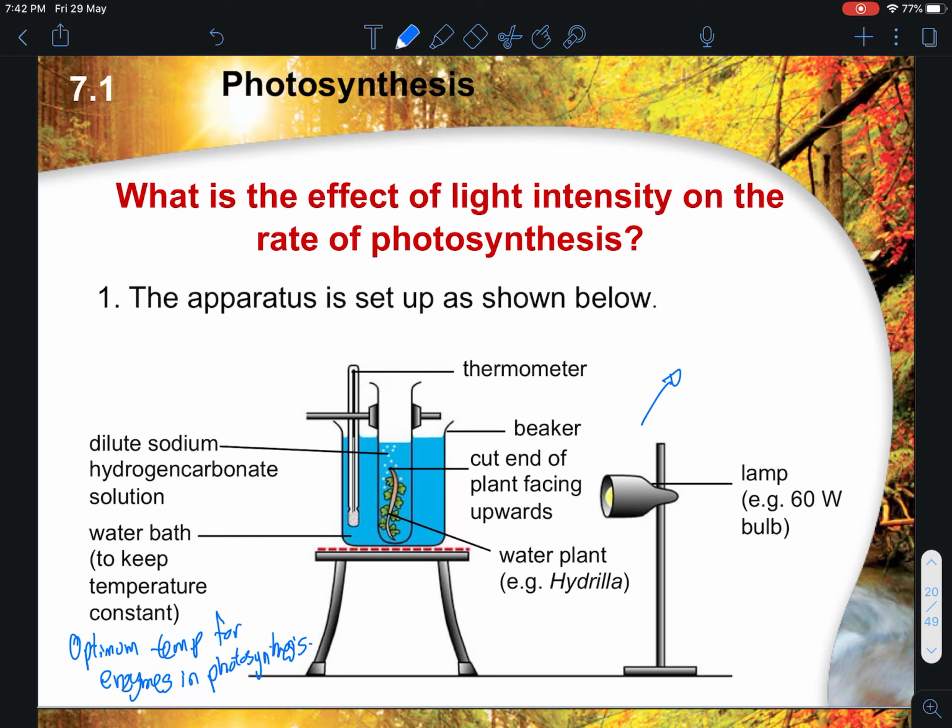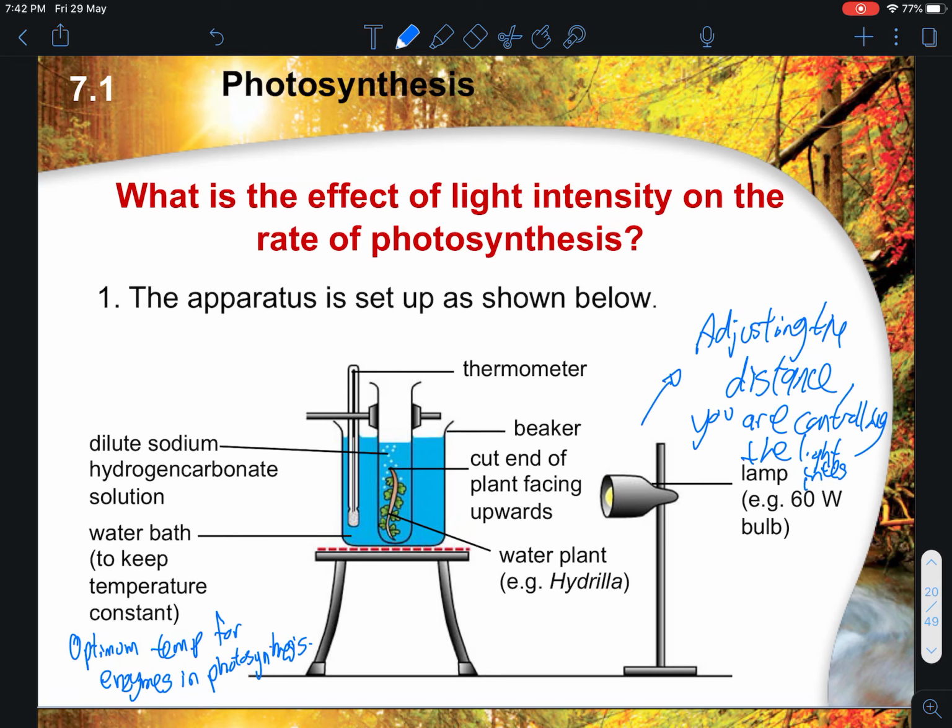Later you'll realize that by adjusting the distance, you are controlling the light intensity. How are you controlling the light intensity? Number one, closer to the plant means higher light intensity, whereas further away from the plant means lower light intensity.